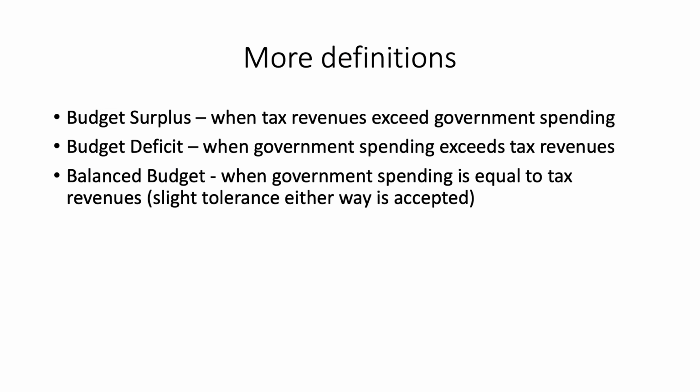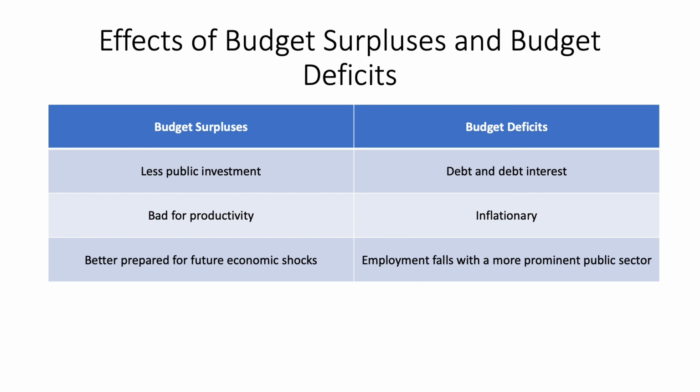Here are a few more definitions. Firstly, a budget surplus is when tax revenues exceed government spending. The opposite of that is a budget deficit. That's when government spending exceeds tax revenues. A balanced budget, on the other hand, is when government spending is equal to tax revenues. However, a slight tolerance either way, usually around 3% of GDP, is accepted in this definition. There are arguments for and against running budget surpluses and budget deficits.